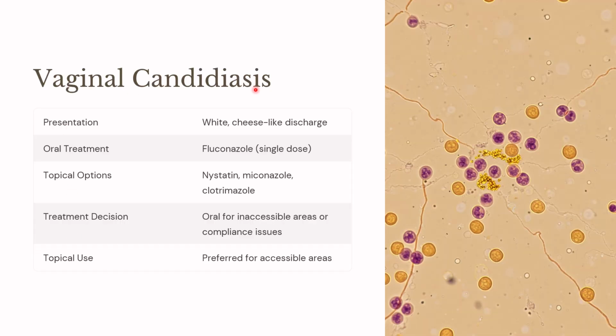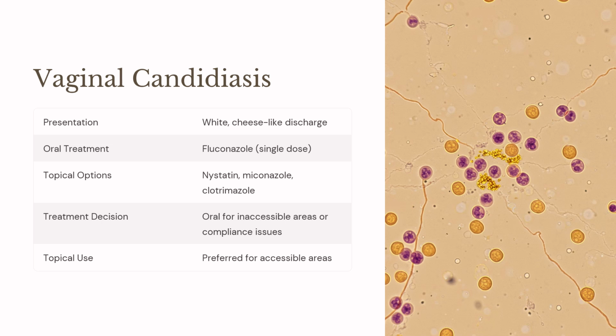What about vaginal candidiasis? We know for sure that vaginal candidiasis generally presents with a cheesy white discharge. So what is the treatment option? There are two options: you can give oral or topical. Unlike in diabetes, it is not mandatory that oral is the treatment. For vaginal candidiasis, either can be given. Oral treatment is a single dose of fluconazole, while topical treatment is with nystatin, miconazole, or clotrimazole.